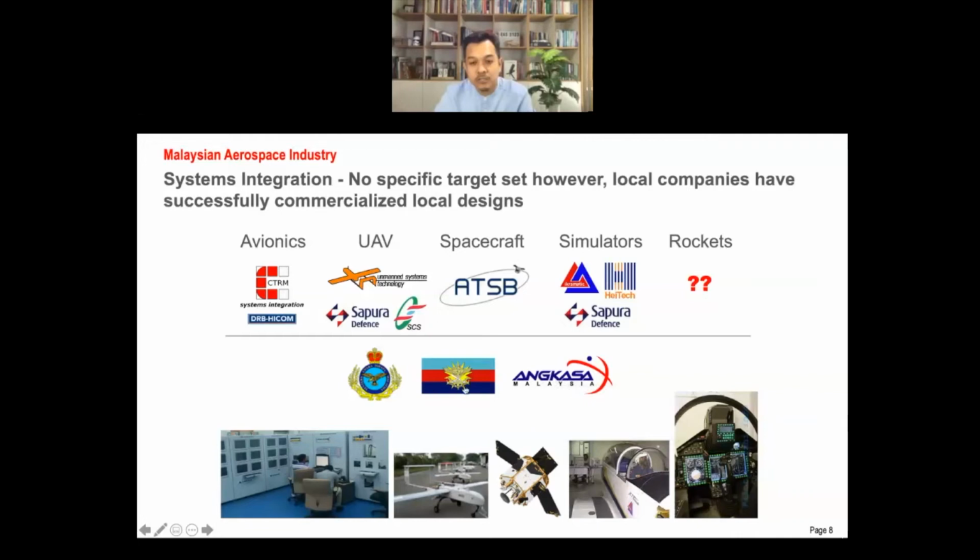We have Puspeka and our Royal Malaysian Air Force involved in upgrading the avionics system for our Hawk aircraft as well as our Russian aircraft.